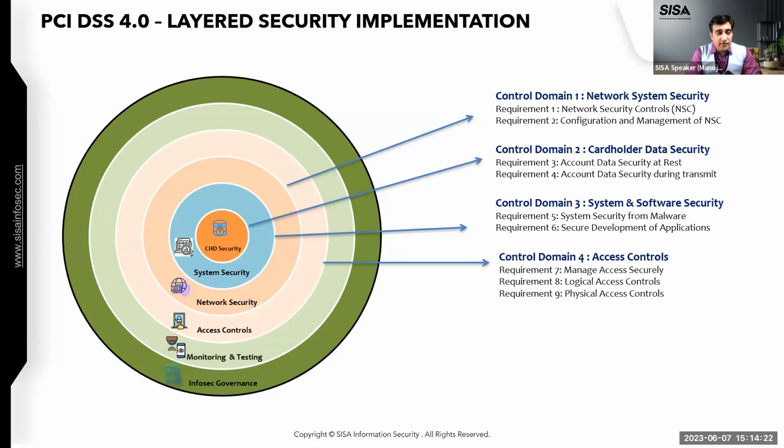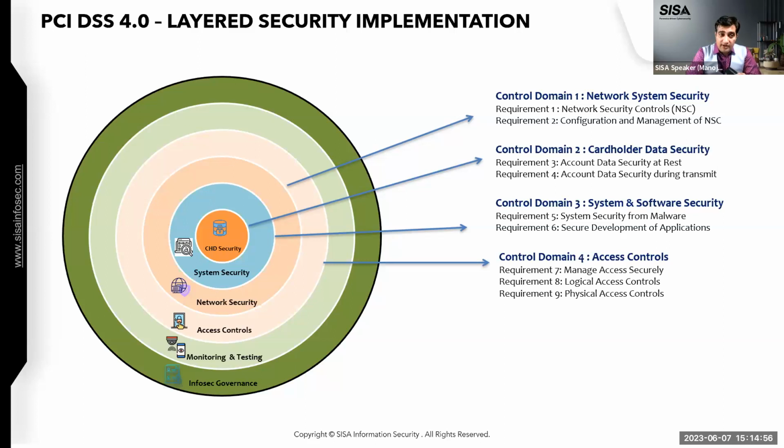Then we have control domain number 4, which talks about access control, and it has been holistically covered in PCI DSS. So requirement number 7 talks about managing access security, what kind of access control model you should deploy, what kind of access control system you should have, and then requirement number 8 focuses on logical security, which is more about setting up a central access control system, enabling multi-factor authentication, security of multi-factor authentication devices, and so on.